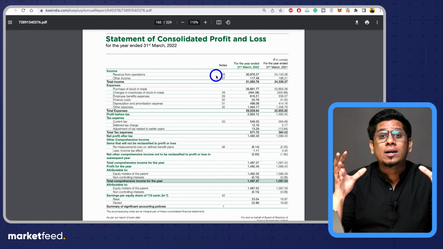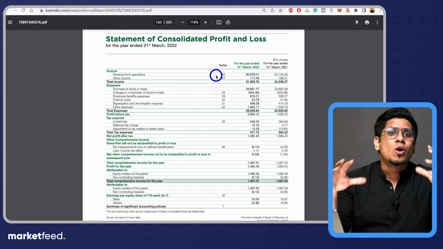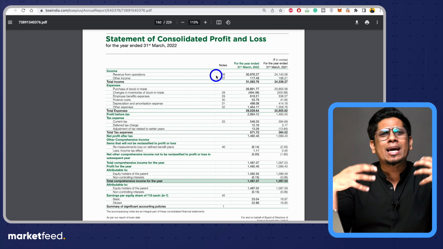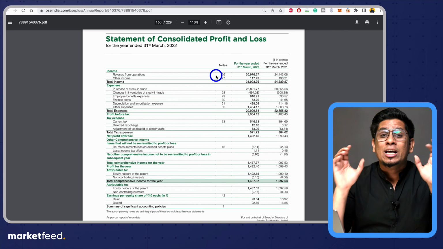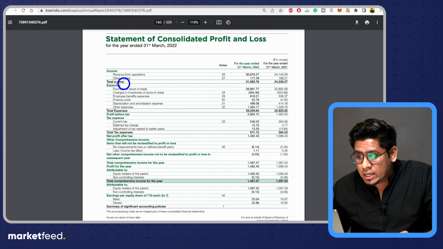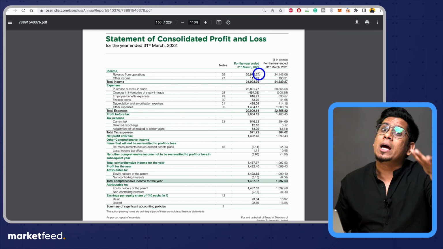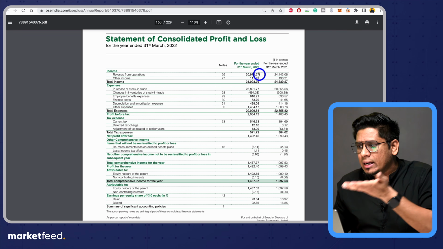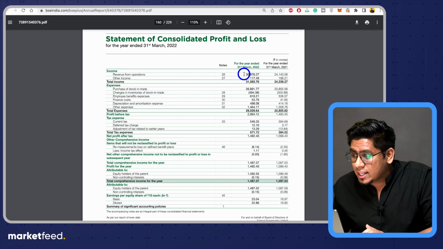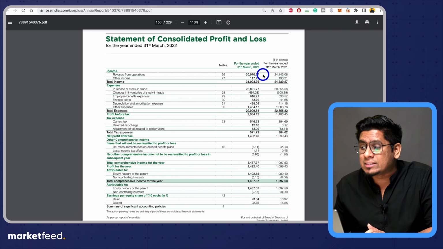Now we know Dmart is a supermarket chain. What is their primary income source? Sale of products in their supermarkets, right? So income from that would be shown here, revenue from operations. And clearly revenue from the primary source of income should be the highest, and it is clearly the highest, right? 30,976 crore rupees came from there.